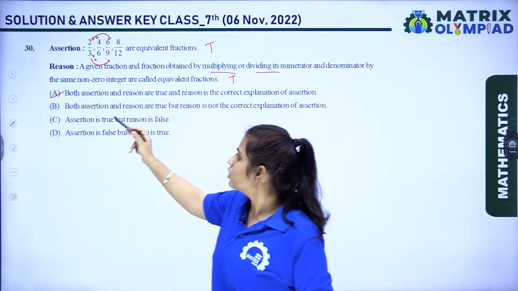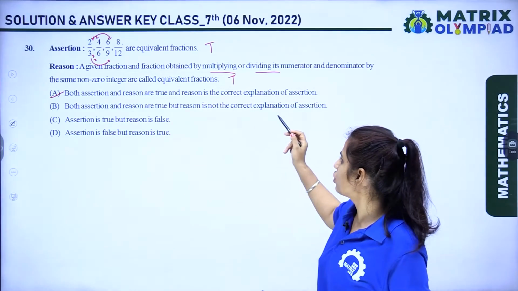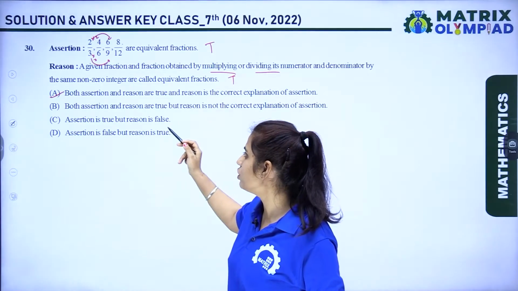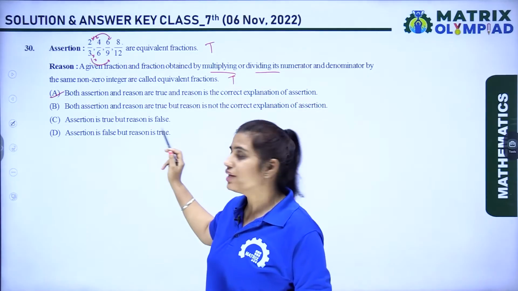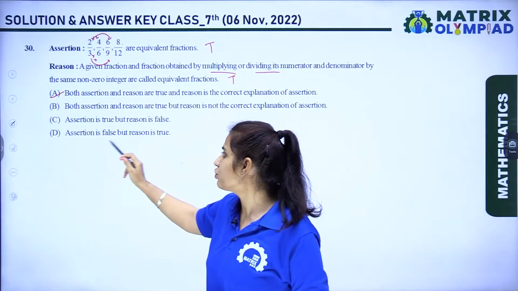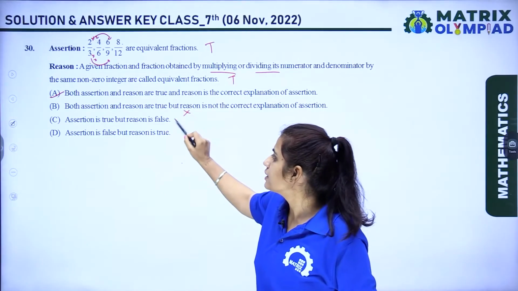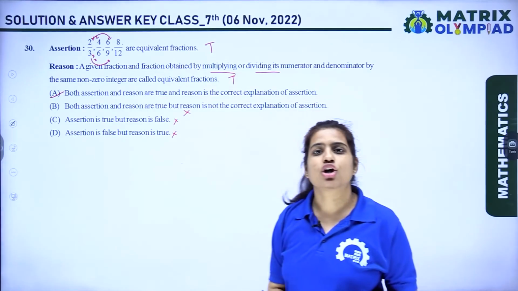Option B is both assertion and reason are true but reason is not the correct explanation. This is not the correct option. Assertion is true but reason is false. No, because both assertion and reason are true. Assertion is false but reason is true. Same. B, C and D are not correct options.